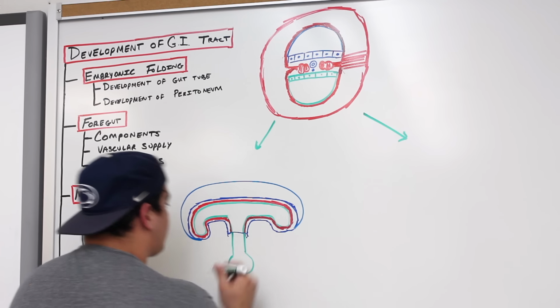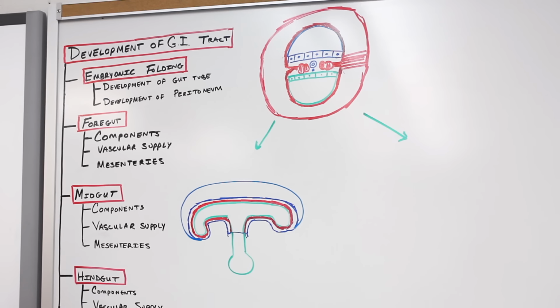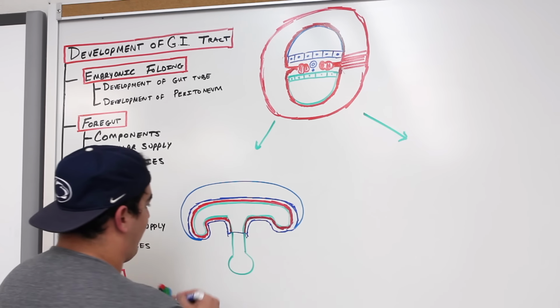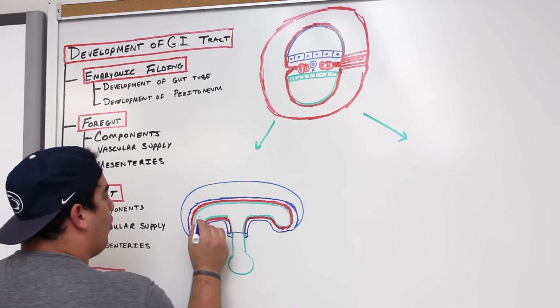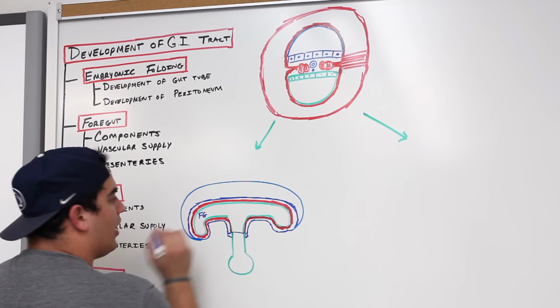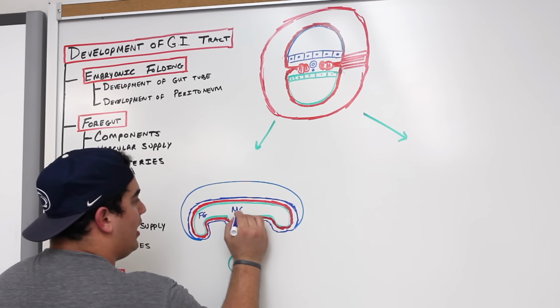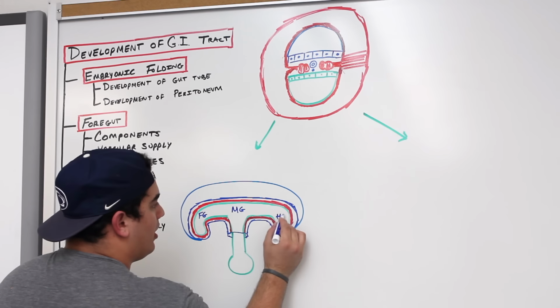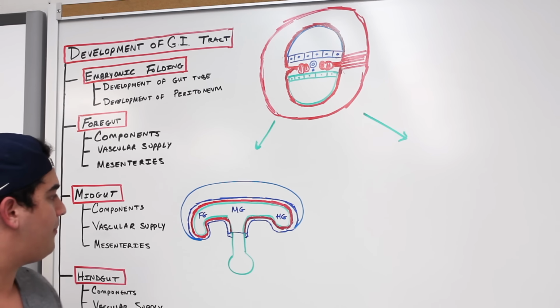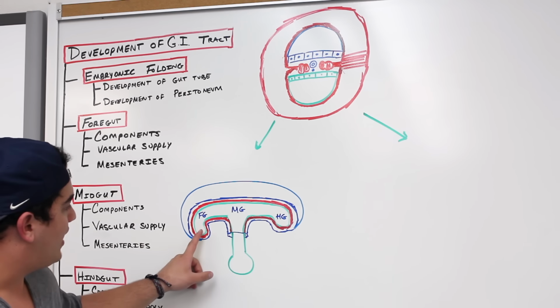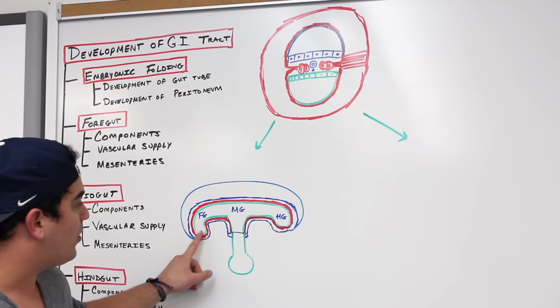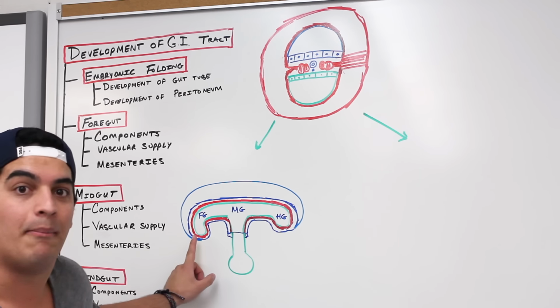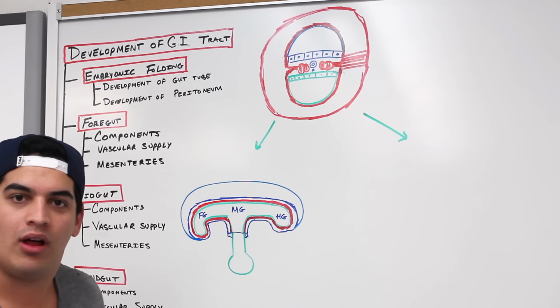All right, so what are we going to have out of this then? We're going to have 3 guts that we need to remember. One right here is going to be the foregut. Right here is going to be the midgut. And right here is going to be the hindgut. Another important thing is that this end right here towards the foregut is going to help in forming the mouth.